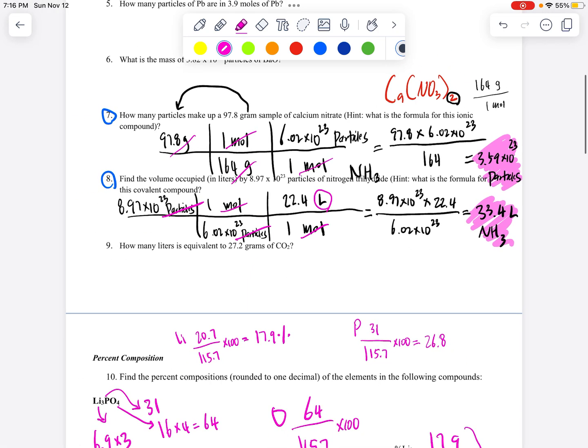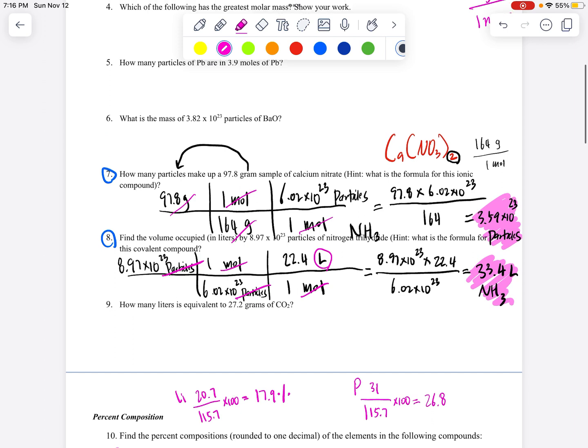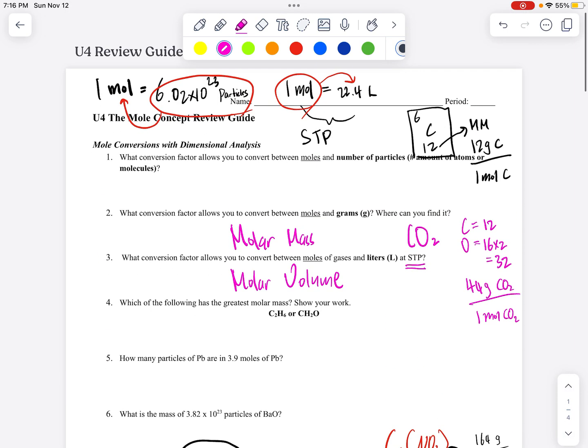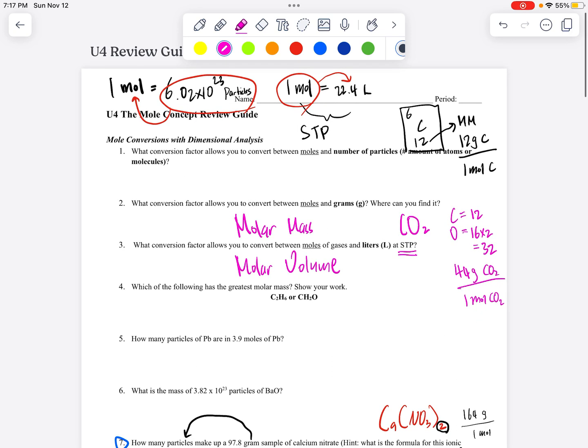This unit really comes down to whether you know how to use the 3 conversion factors above. The first one is Avogadro's number, the 6.02. The second one is the molar volume, the only conversion factor with 22.4 liters. And the third one is the molar mass, which is found directly from your periodic table.